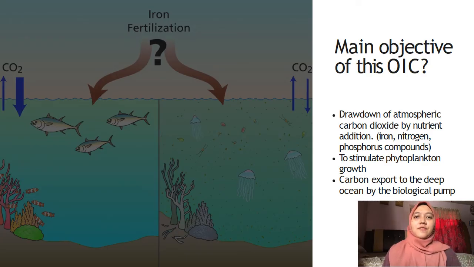The main objectives of this experiment are to draw down atmospheric carbon dioxide (CO2) by adding nutrients such as iron, nitrogen, and phosphorus compounds. Besides, Martin targeted to stimulate phytoplankton growth by the accumulation of the nutrients. Lastly, to lower the carbon dioxide level by exporting it to the deep ocean by the biological pump.